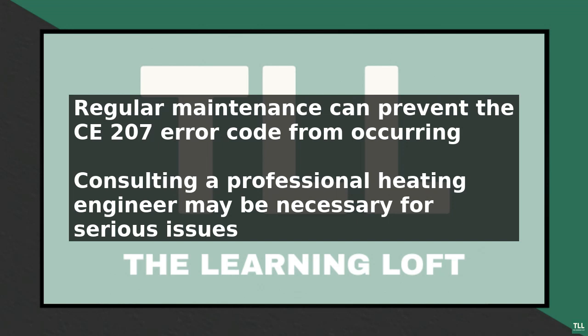By following these steps and taking regular maintenance seriously, you can fix the Bosch boiler CE 207 error code and ensure your boiler operates safely and efficiently. Remember to always refer to the manufacturer's instructions and seek professional help if you are unsure about any aspect of the process.